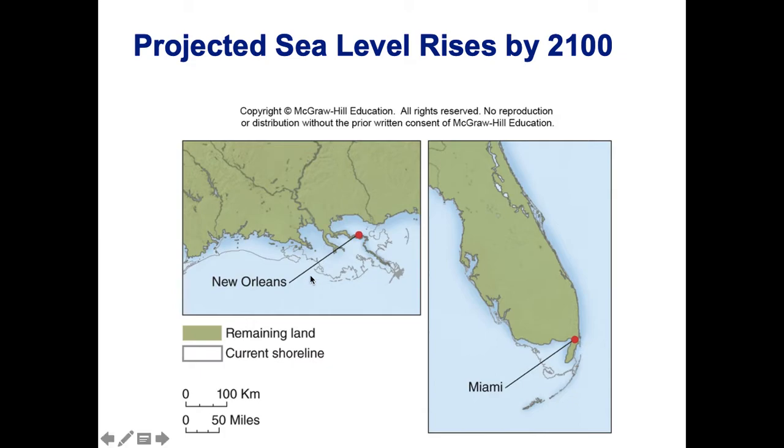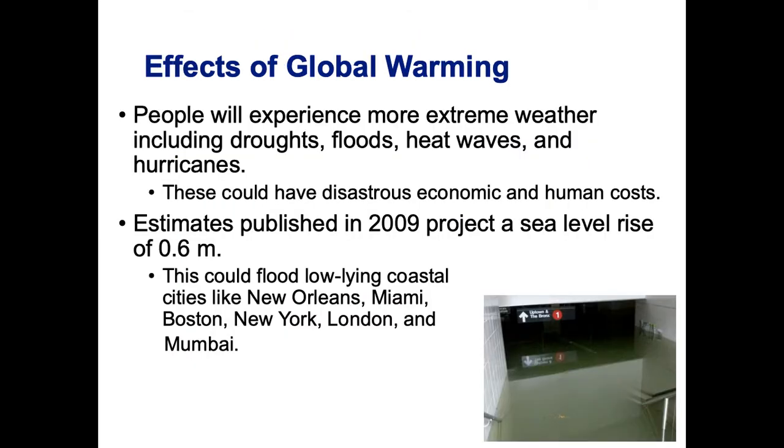And we had a lot of hurricanes this last hurricane season. So we really need this land area there. So dealing and planning for climate change is going to be very important for our state. Effects of global warming, we're expecting more extreme weather, including droughts, floods, heat waves, and hurricanes. I mentioned before that climate change or global warming is expected to increase climate variability. With that come these different extremes. And these could have very large economic and human costs.